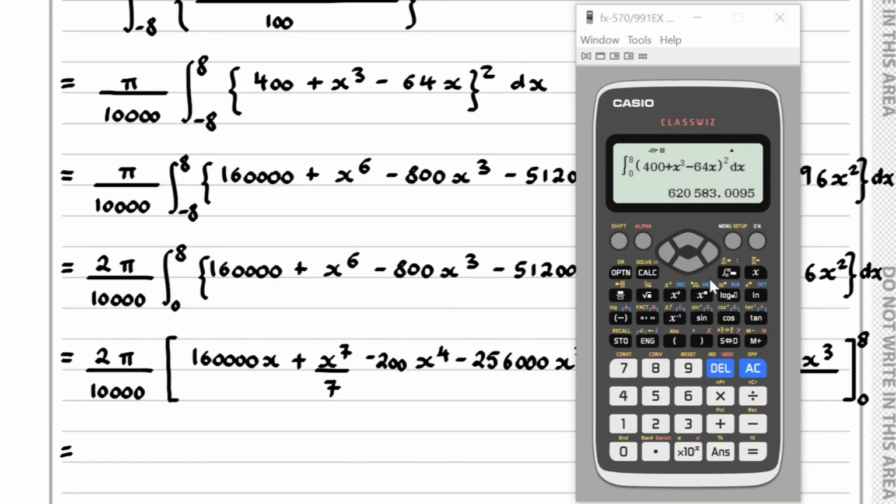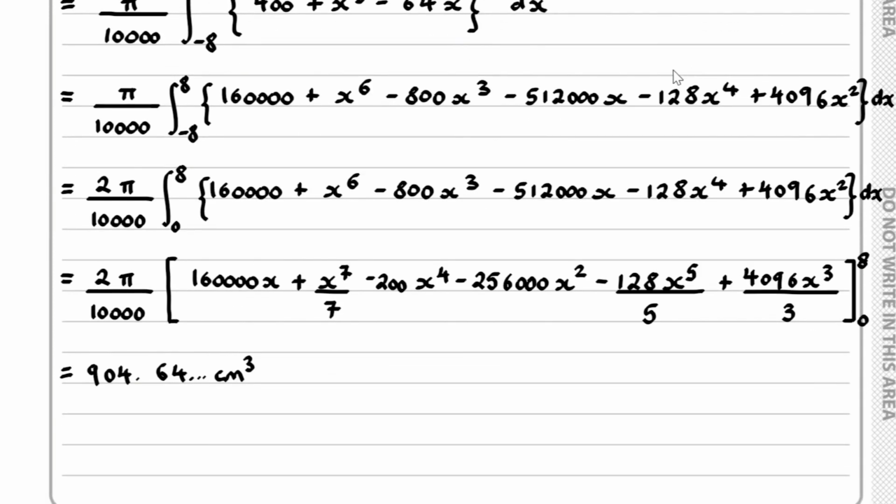So it turns out I get this, and then if I times this by 2 pi over 10,000, so the integral, just double checking that on the calculator, we have 904.64 etc. centimeters cubed, which is approximately 905 centimeters cubed.